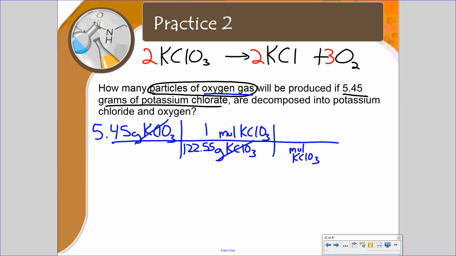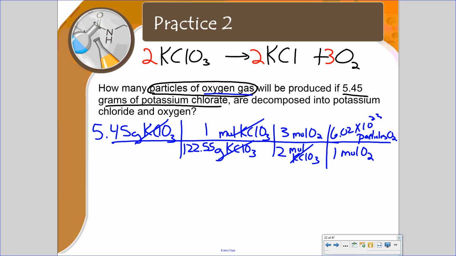And now that we're in moles of potassium chlorate, we can go to moles of what we're looking for, which is moles of oxygen. And this is our mole ratio, and we get our mole ratio from the balanced equation. We have a 2 here. In front of oxygen, we have a 3. If we stopped here, our answer would be in moles of oxygen, but we want particles of oxygen, so we'd have to draw brackets again. Whatever unit's up top comes down on bottom. And now we can go to particles of oxygen. And that relationship is 1 mole equals 6.02 times 10 to the 23rd.